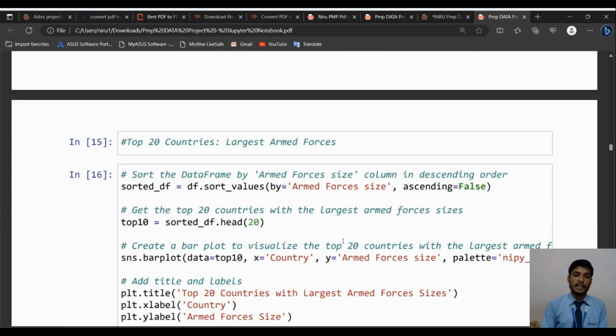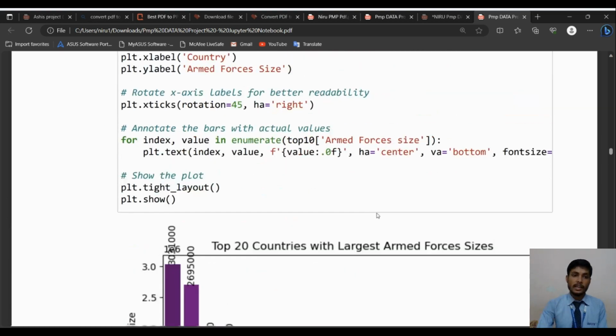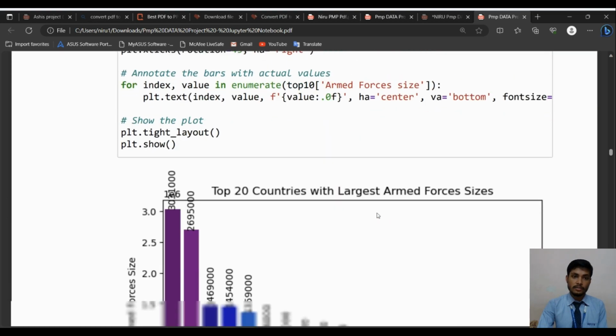Top 20 countries with the largest armed forces. We find the top 20 countries with the very largest armed forces by sorting the data frame by the armed forces size column, in ascending order, or rather descending order. Then we get the top 20 countries with the largest armed forces. You can see the bar plot like this.